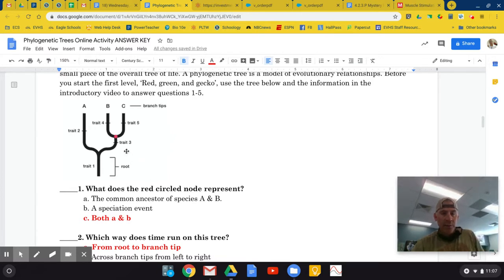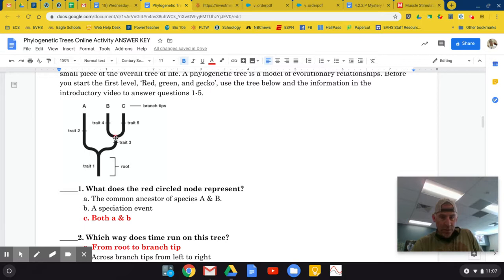And so that represents here both the common ancestor of, oh my goodness, that's actually not correct. That should say B then, just a speciation event. I didn't really read the letters very well when I was doing my answers.